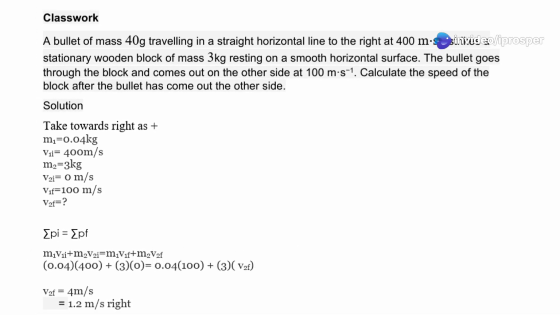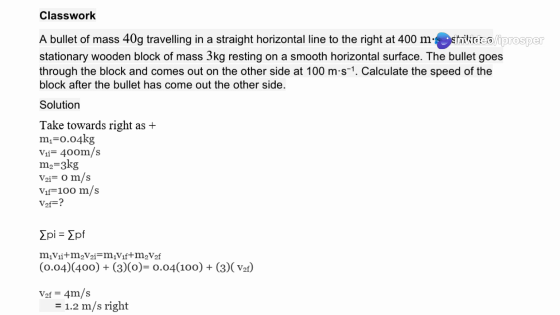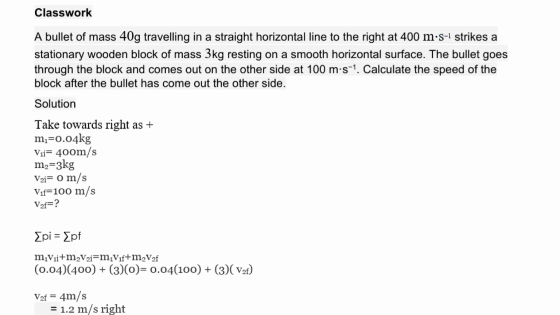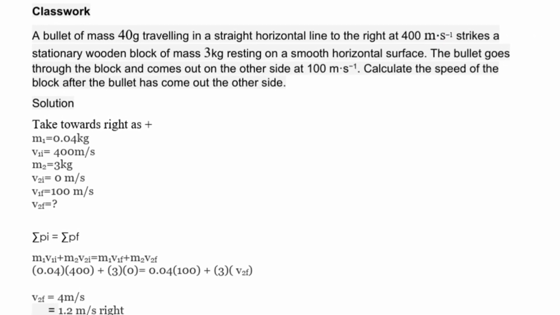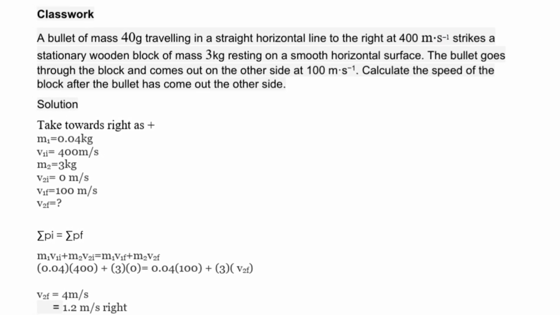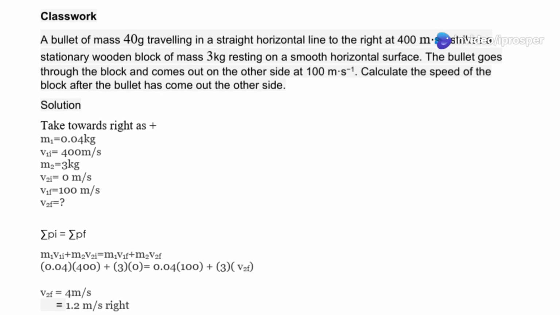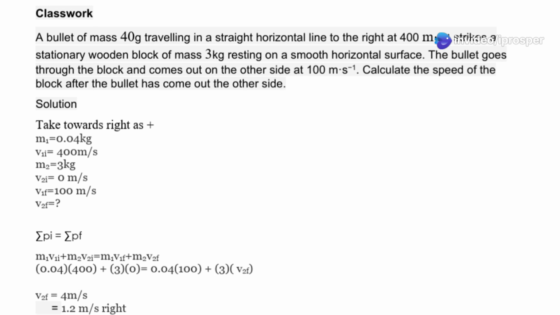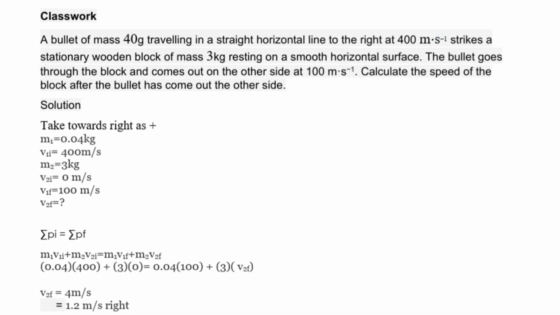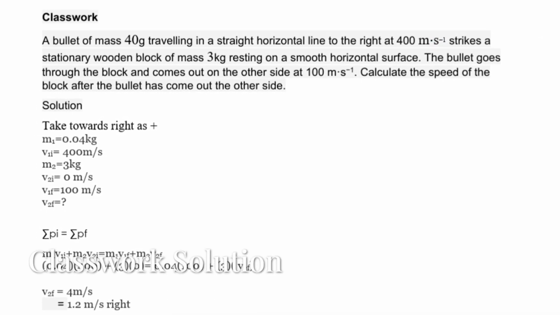Classwork. A bullet of mass 40 grams traveling in a straight horizontal line to the right at 400 meters per second strikes a stationary wooden block of mass 3 kilograms resting on a smooth horizontal surface. The bullet goes through the block and comes out on the other side at 100 meters per second. Calculate the speed of the block after the bullet has come out the other side.